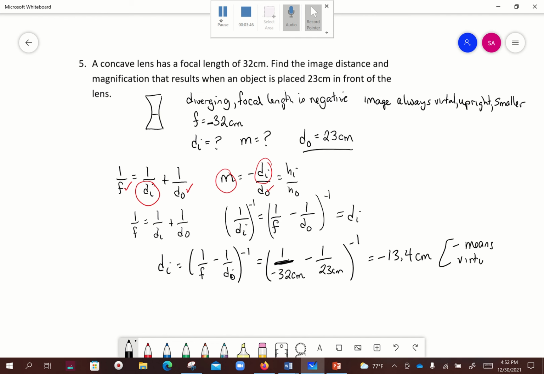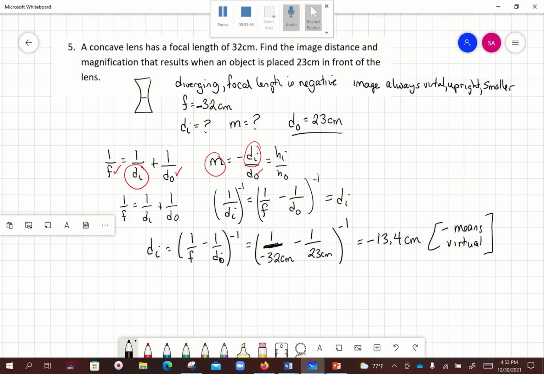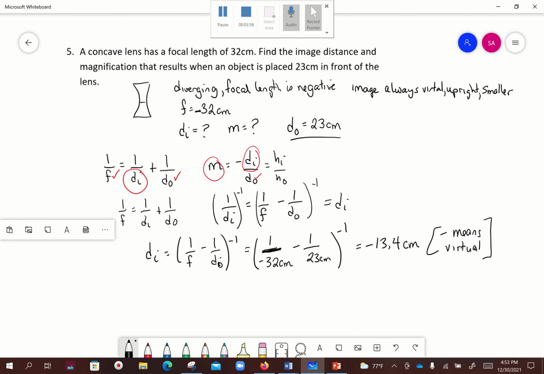And remember, we said that we know for a diverging lens, the image is always going to be virtual and it's always going to be upside right. So we expect if it's upside right, that the magnification should be positive. So now I know my DI. Let me calculate the magnification. Magnification is just minus DI over DO. So it's minus, DI is negative, minus 13.4.